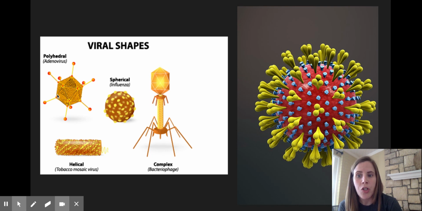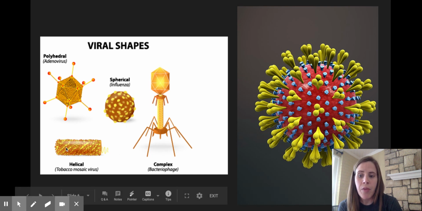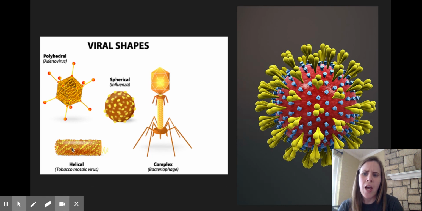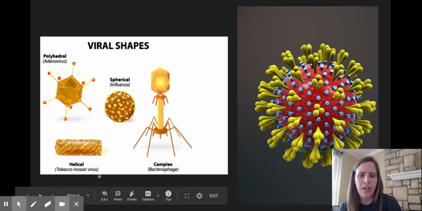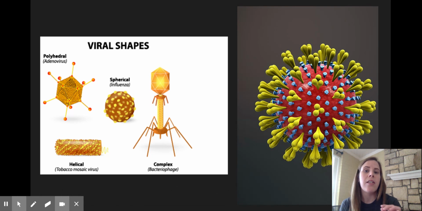This polyhedral shape, the common cold, is shaped like this. A spear, the flu, is a spear. This helix shape, where it's sort of like a cylinder, this is a virus that infects plants. And this here kind of robot-looking guy is called a bacteriophage. That's a virus that infects bacteria.